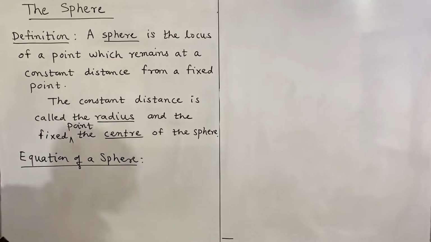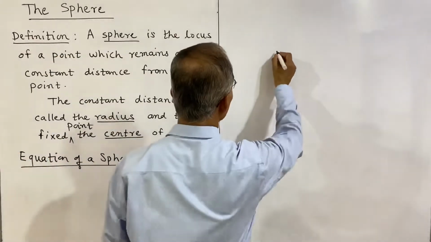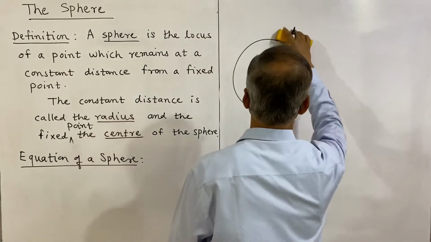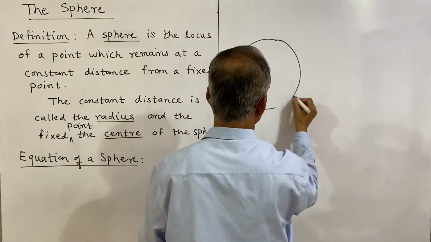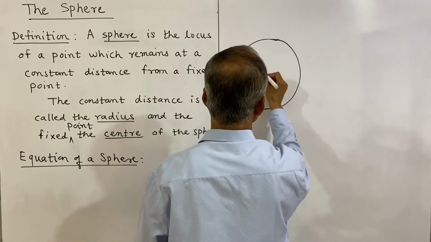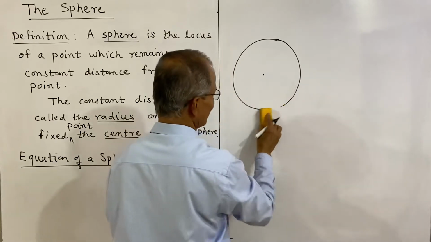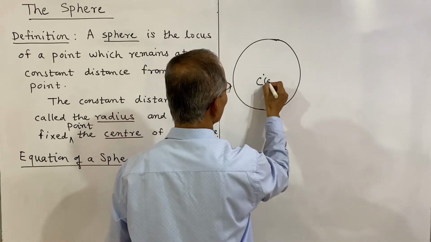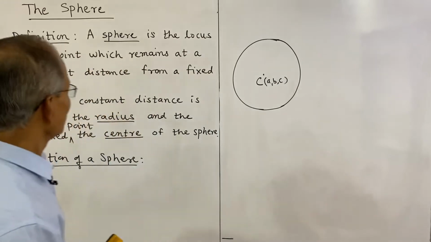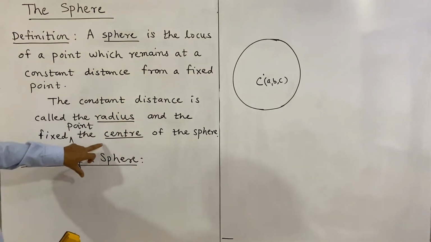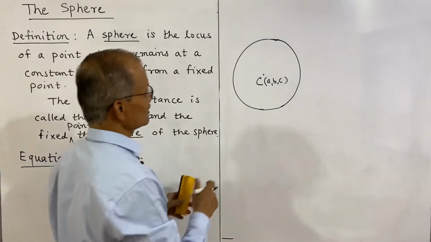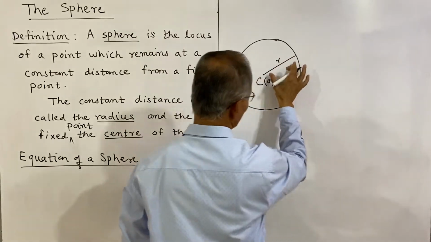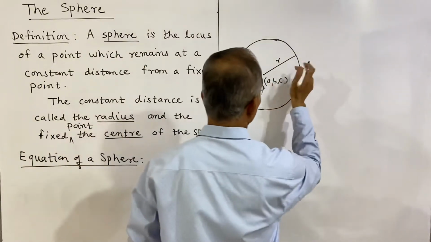We shall suppose C is the center. I shall draw a figure here. Suppose this is the sphere, and this we shall consider as the center of the sphere. We will suppose the coordinates as a, b, c, and this is the fixed point. The fixed point is the center, and the constant distance we shall denote by this segment, that is R.